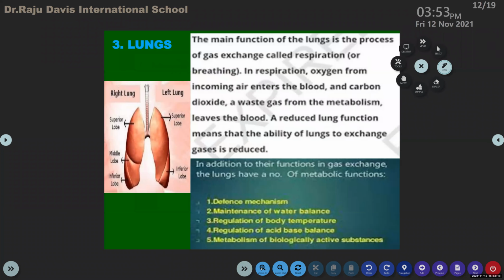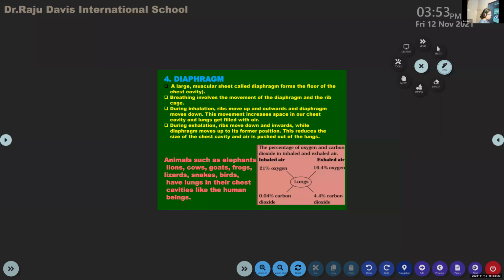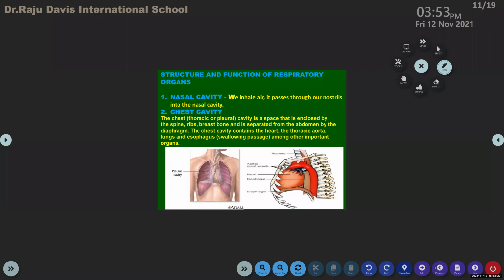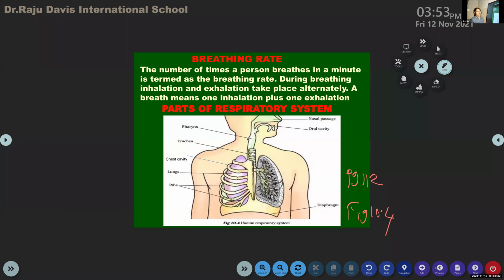Ma'am, where should we mark the chest cavity? You did not mark it? No, ma'am. One minute. Have you seen that blue line which I have put on the slide? There you write with the pencil, chest cavity. Ma'am, can you tell the page number? Page number 112. I have written it also on the board. Page 112, figure 10.4.